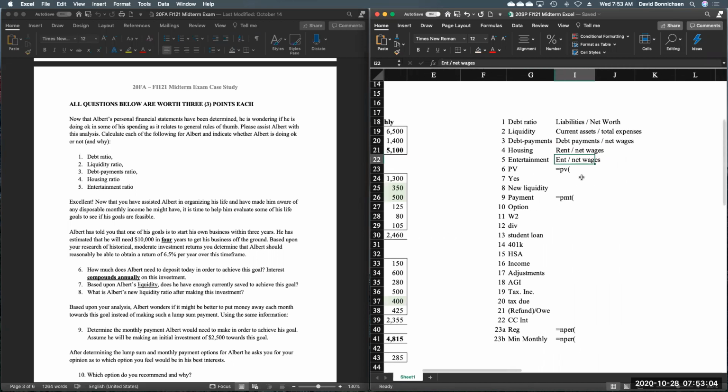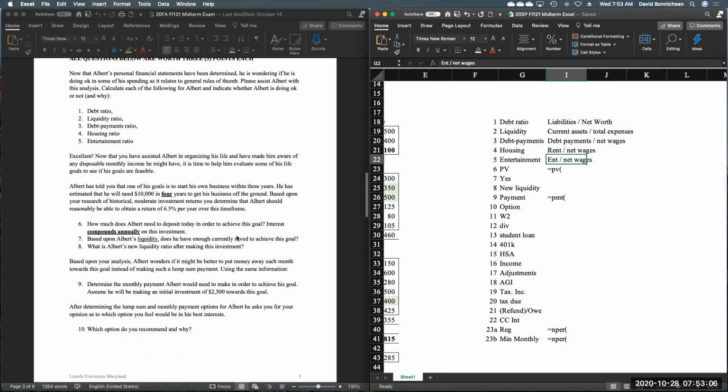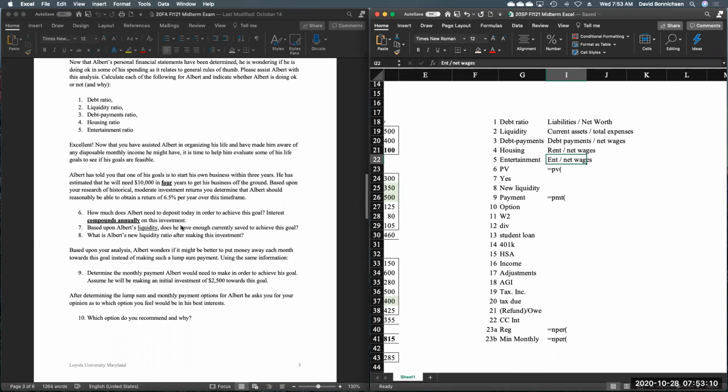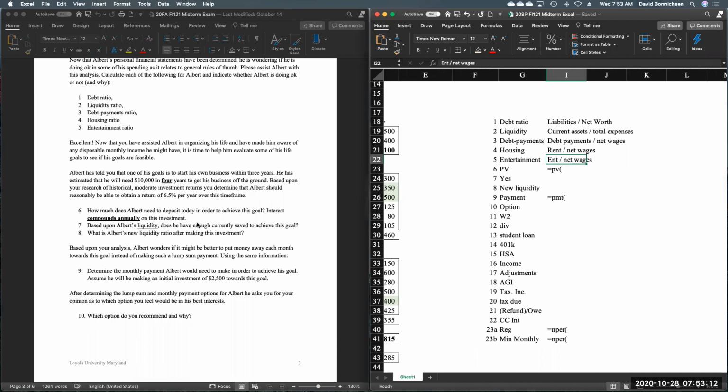Okay. Then we got into the question around Albert and how much he needed to deposit today in order to achieve his goal. Okay. Well, this is a basic PV formula. So we got, equals PV. Okay. We're given the rate of return. Okay. We're told that it compounds annually, so we don't need to adjust the rate or the time period. We're told that he wants it in 4 years, and we know that he needs $10,000.